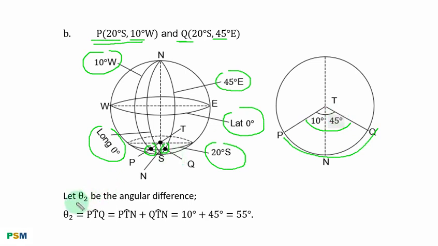Let theta 2 be the angular difference. Theta 2 is equal to this. That is 10 degrees plus 45 degrees equal to 55 degrees. In other words, when you have the 2 points or places on different sides of the prime meridian, their angular difference is through addition.